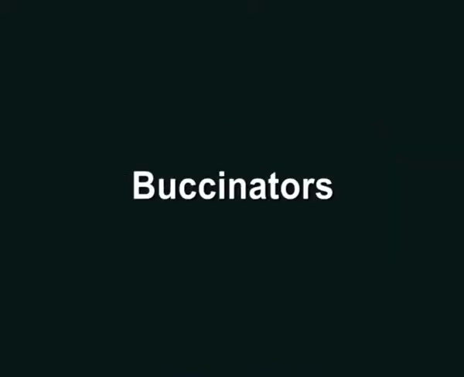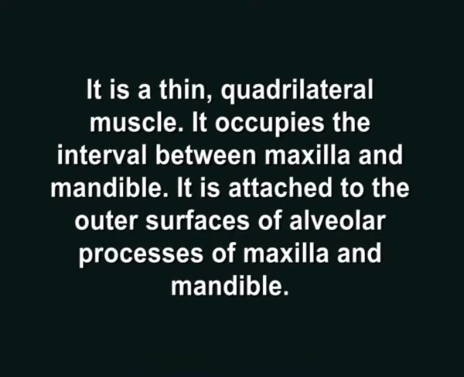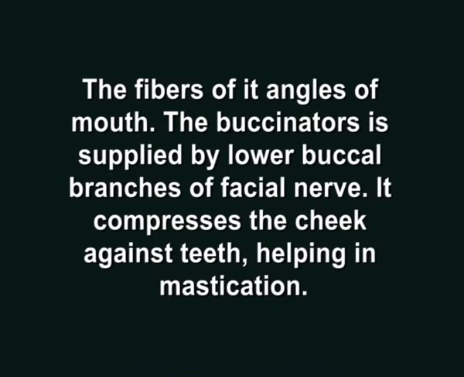Buccinator. It is a thin quadrilateral muscle. It occupies the interval between the maxilla and mandible. It is attached to the outer surface of the alveolar processes of the maxilla and mandible. The fibers converge to the angle of the mouth. The buccinator is supplied by lower buccal branches of the facial nerve. It compresses the cheek against the teeth, helping in mastication.